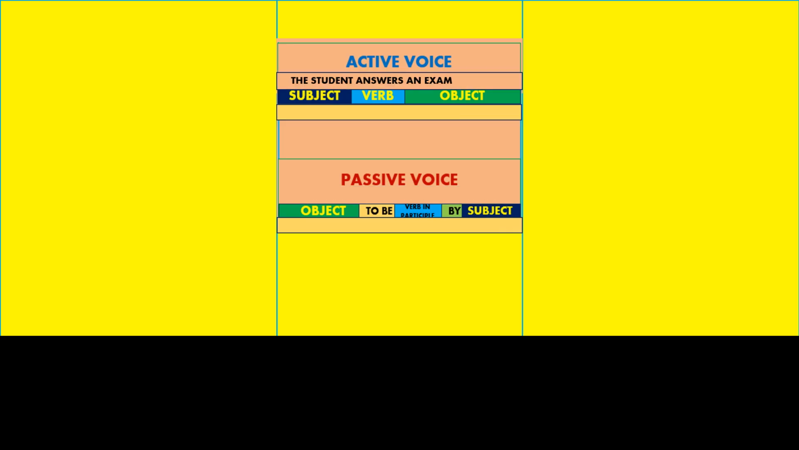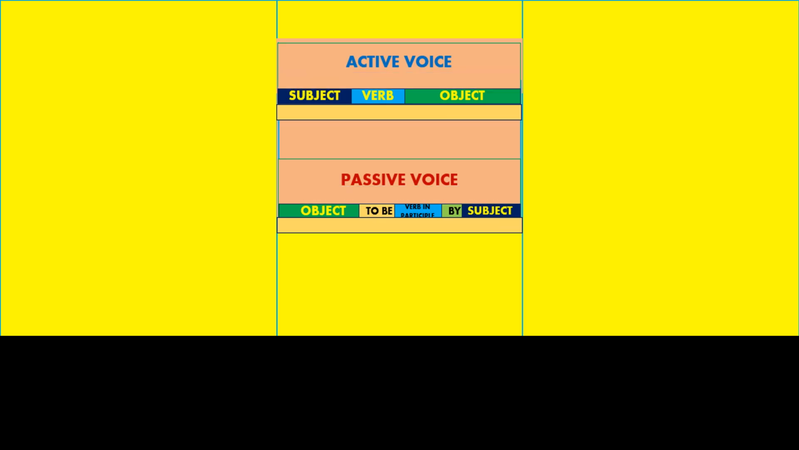Next example. Two students answer an exam. Passive voice, an exam is answered by the students. Example 4. Laura prepares the food. Passive voice, the food is prepared by Laura.